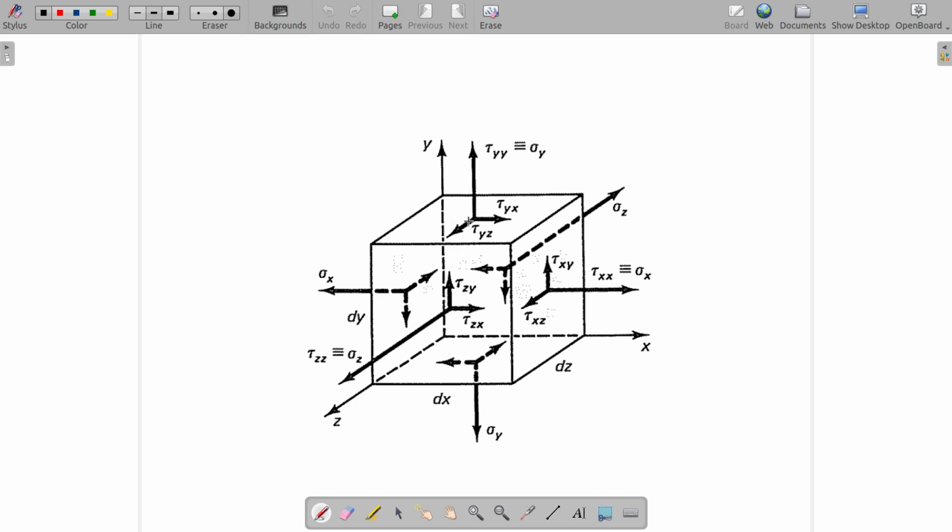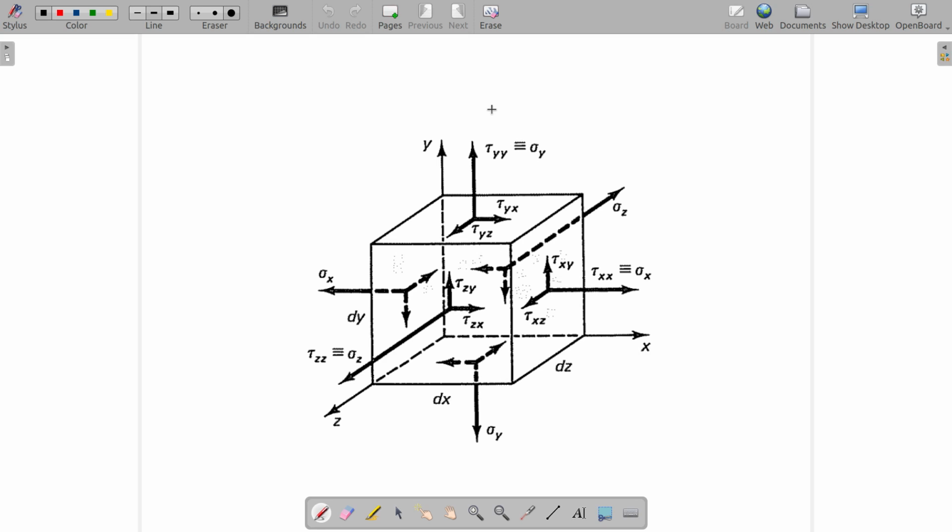So earlier I showed you that we need 9 components to properly define stress, and we have cut an object in 3 different ways. So here, what we have done is that this is a differential element within a 3D object. Just like the differential area, a differential volume with dimensions dx, dz and dy.